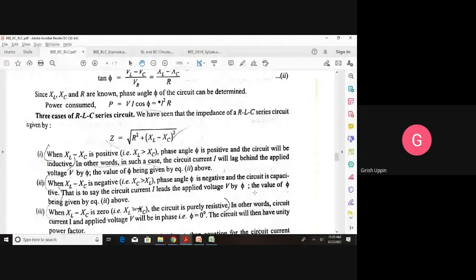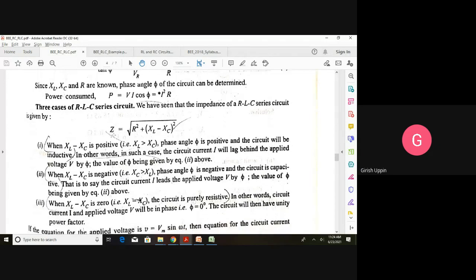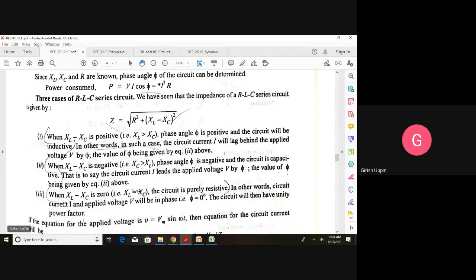So simple way, XC greater than XL, meaning what? The capacitive reactance is more than the inductive reactance. So circuit will behave more capacitive, or it behaves like an RC circuit. And in case of an RC circuit, current leads the voltage by 90 degrees, and that phi angle can be calculated using this formula. Then accordingly, the third one is when XL minus XC is 0.